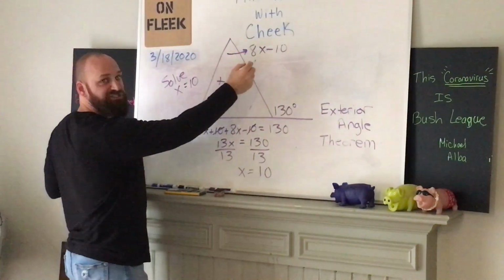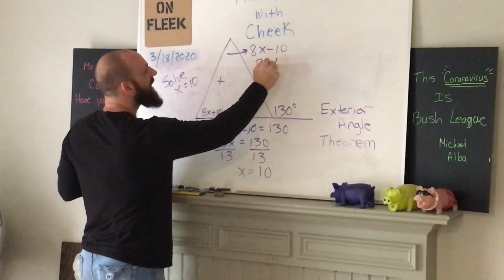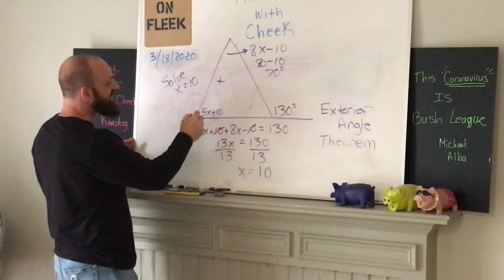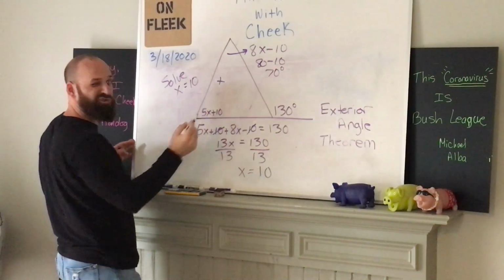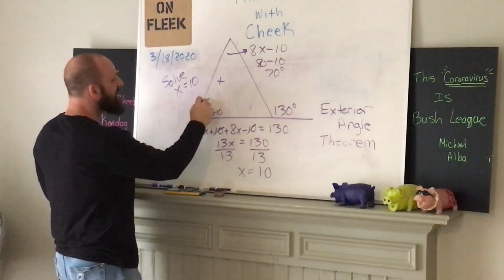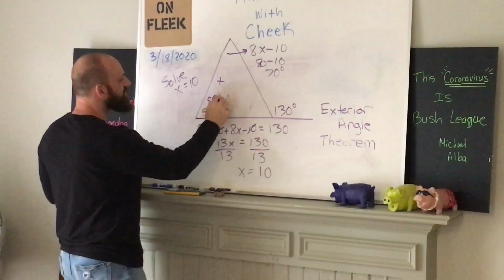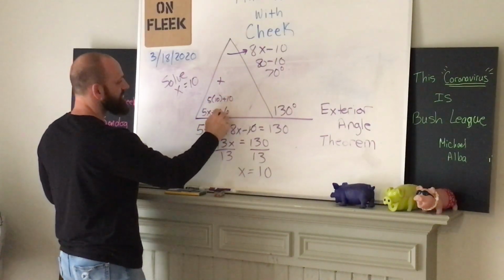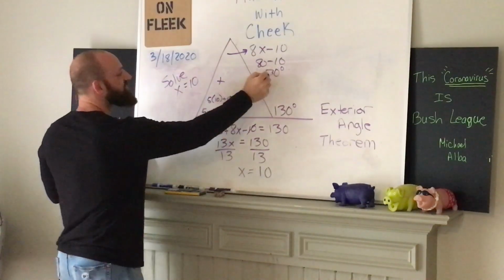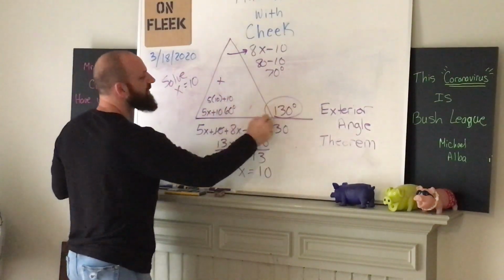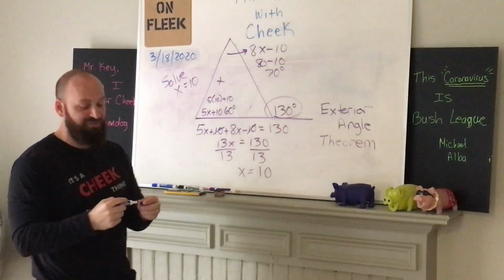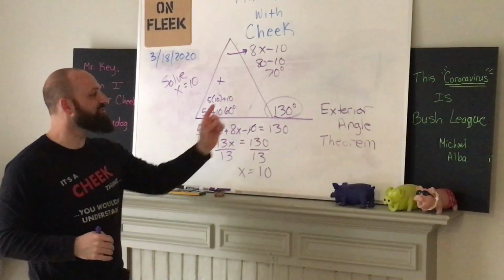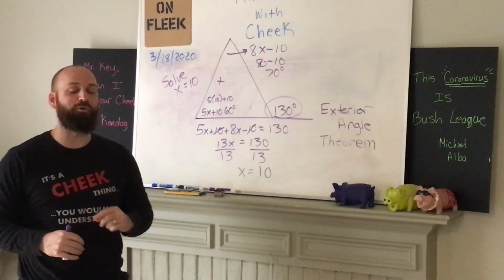We've got 8 times 10 is 80, minus 10 would be 70 degrees. And then down here we look at the other interior angle, because we just want to make sure that we're doing this correctly. 5 times 10 plus 10, we would see that this is 60 degrees. And 60 plus 70 gives us 130. So I hope that helps you understand better the exterior angle theorem.